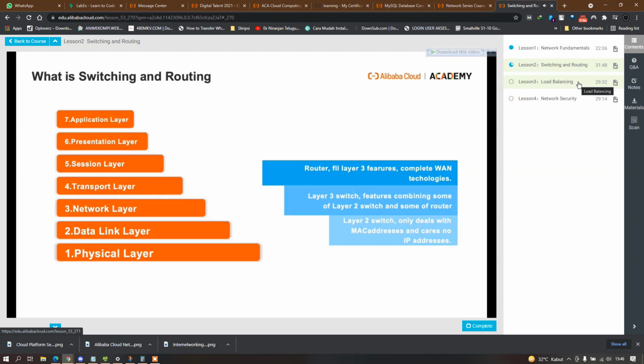The next one is the layer 3 switch. From the name, we can know that this device is a switch, but it is not only a switch, it has features for routing. The next device is the router. The router is a pure layer 3 device. It has full layer 3 features and complete WAN technologies. So these are the devices related to switching and routing.